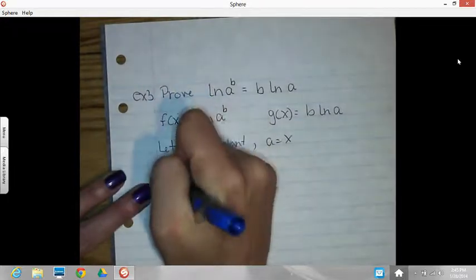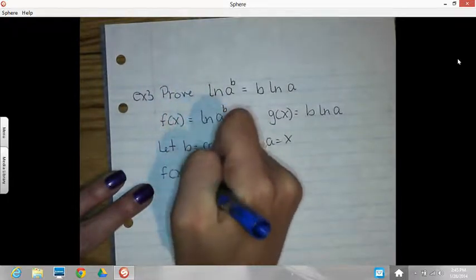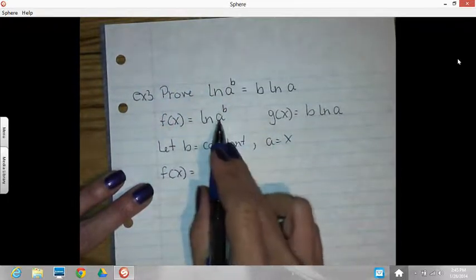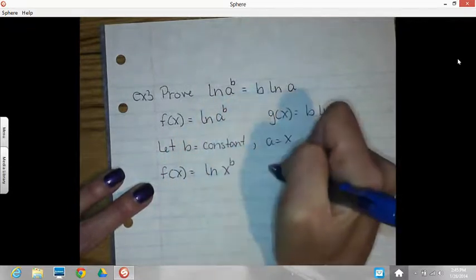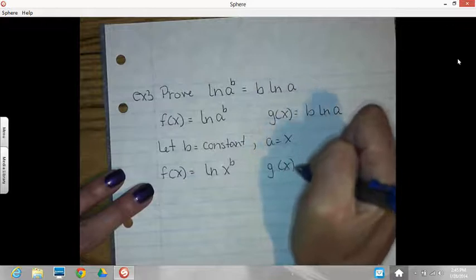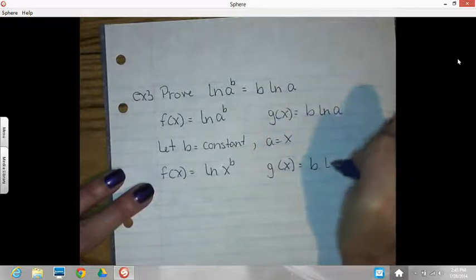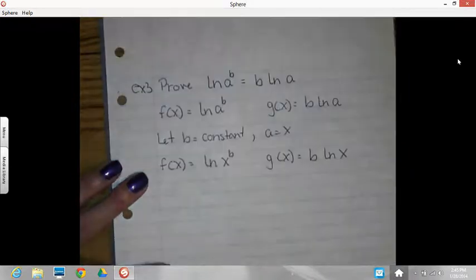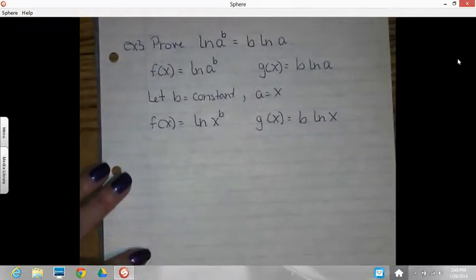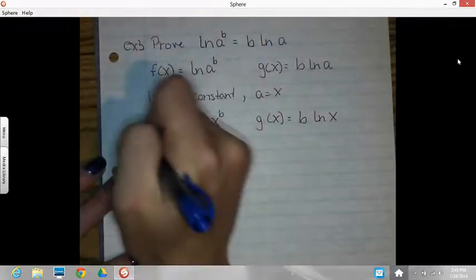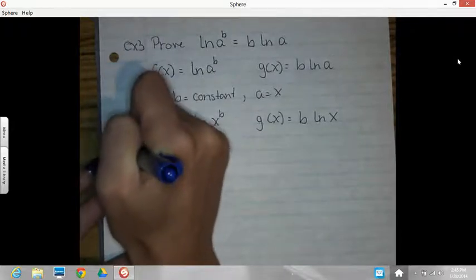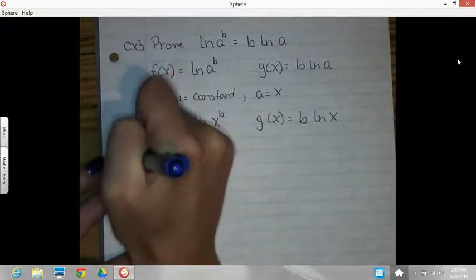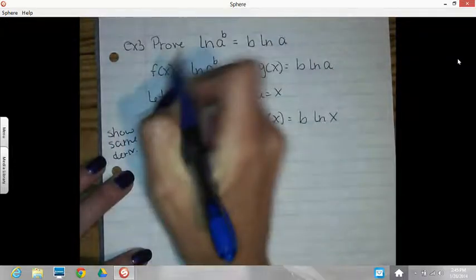Rewriting f of x, just in place of the a, I'm going to put in an x. So it's natural log of x to the b. G of x is b times natural log of x. All right, now we're ready for our two-part proof. Show that they have the same derivative. So f prime of x.